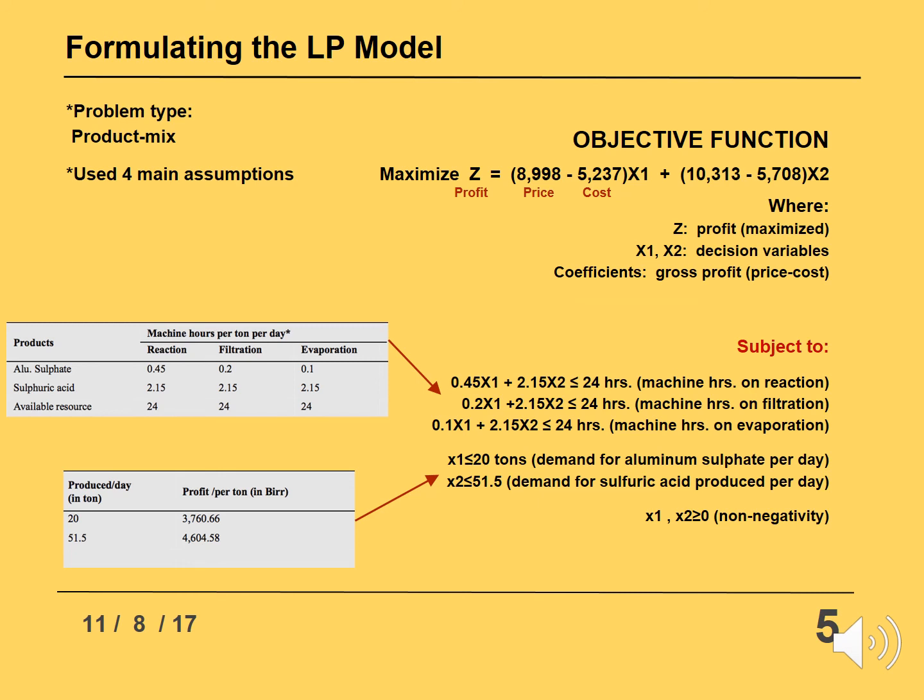There are also 6 constraints used. Constraints 1 to 3 are the machine hours that can be spent on each product in the 3 different stages. And constraints 4 to 5 are the demand constraints per day, which translate to about 6,000 tons per year. And last are the 2 non-negativity constraints for both variables.